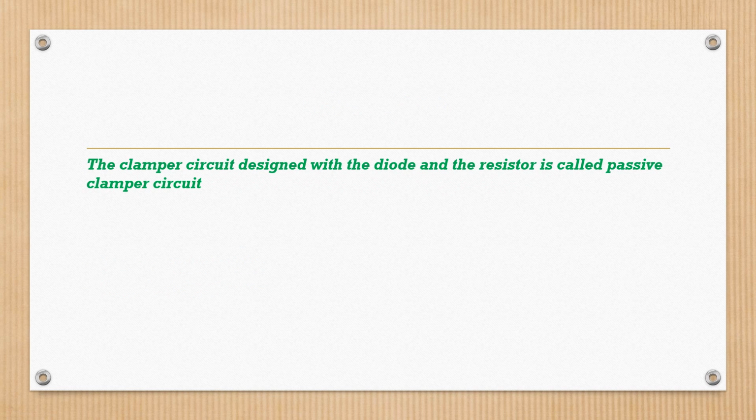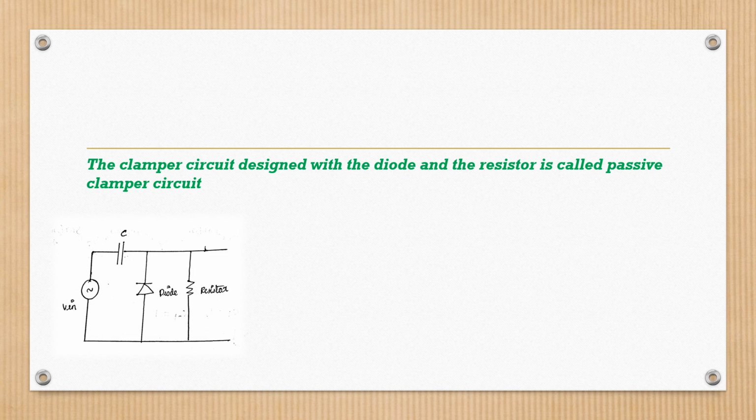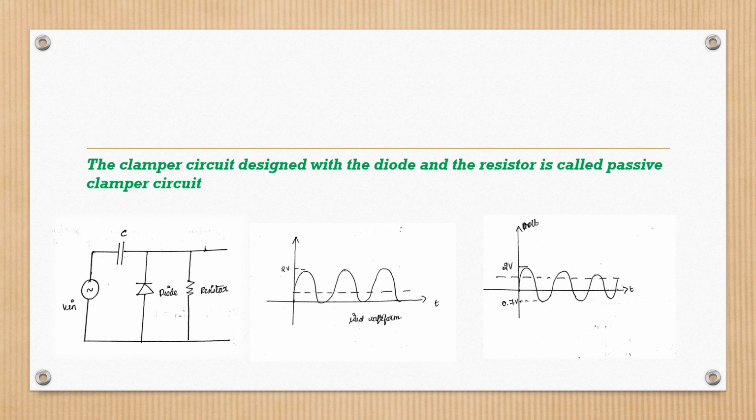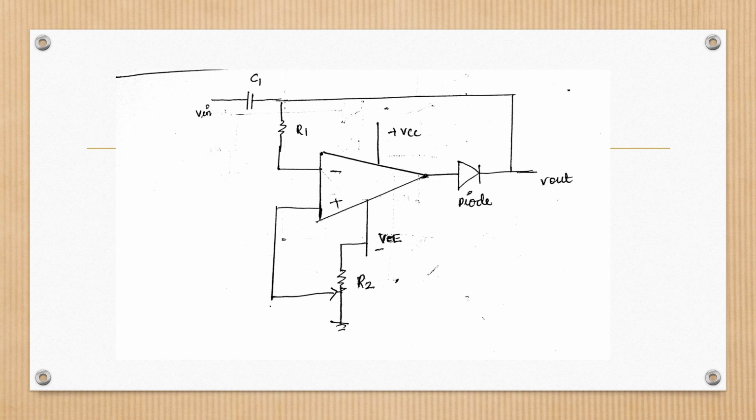The clamper circuit designed with a diode and resistor is called a passive clamper circuit. When we design a clamper circuit using a diode and resistor, the ideal waveform will look like this. But due to the voltage drop across the diode, the waveform will look like this. In order to overcome this and get the precise output, we design a clamper circuit using an operational amplifier. This is the clamper circuit using an operational amplifier.